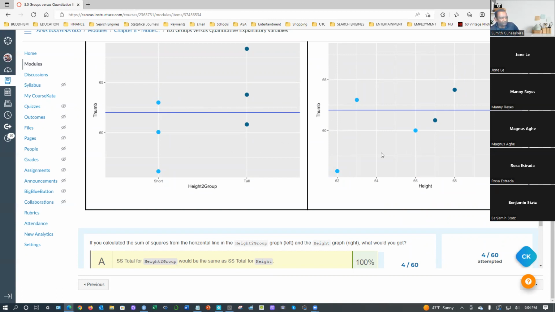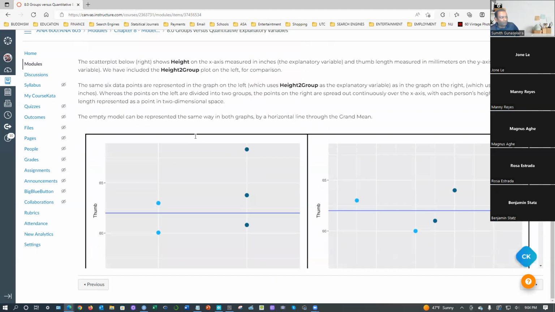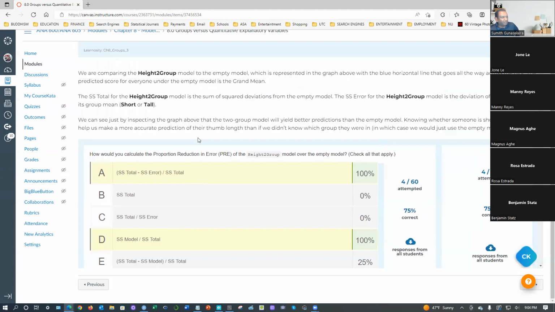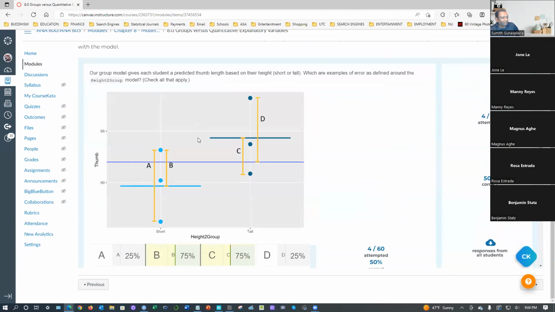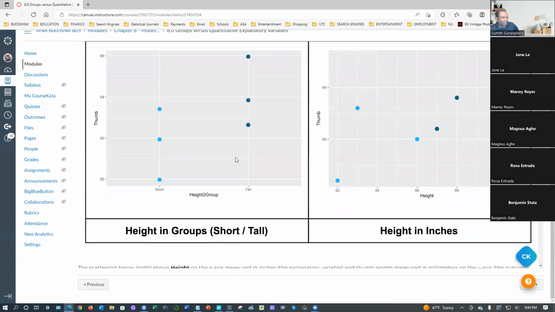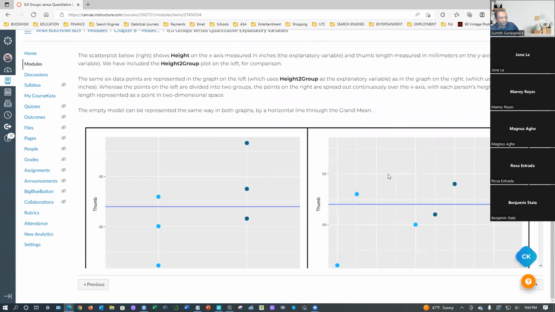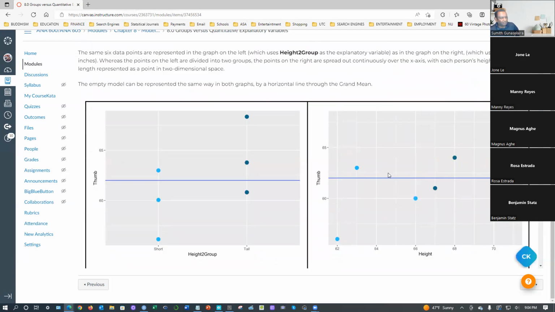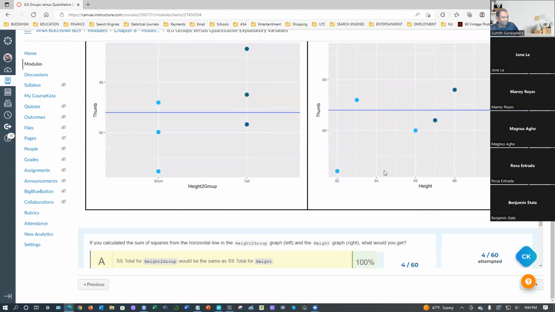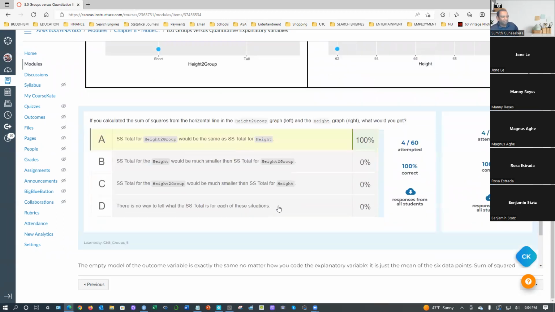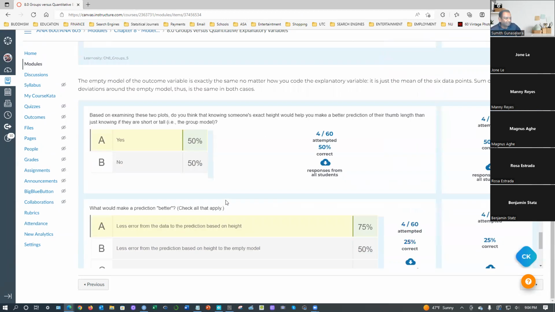They are both the same. Either this one or the empty model. Empty model, can you remember? That's the same as the empty model. The empty model, the height 2 group, or this one, all three of them produce the same result for the SST. Here SST, here SST, and in the empty model SST. All these are the same.